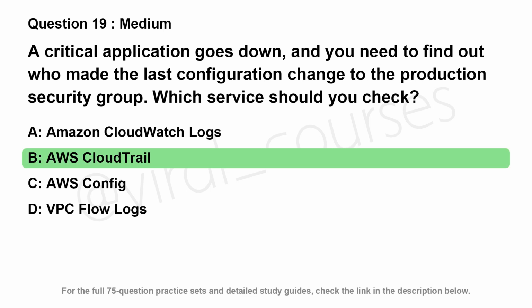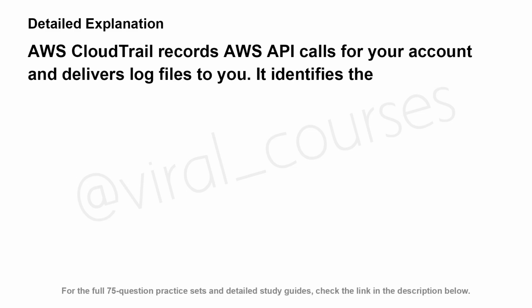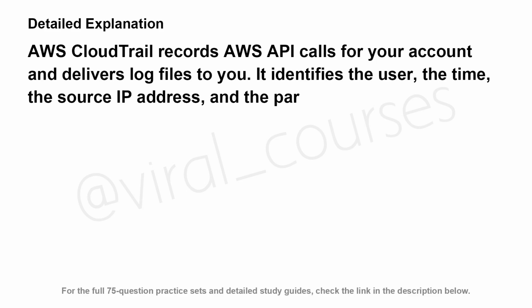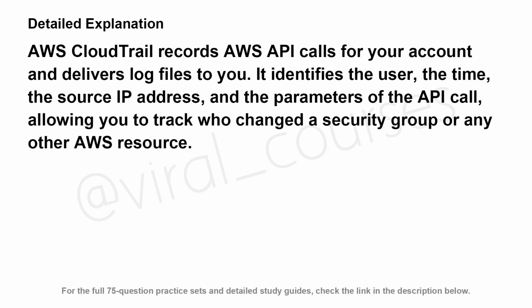The correct answer is B. AWS CloudTrail records AWS API calls for your account and delivers log files to you. It identifies the user, the time, the source IP address, and the parameters of the API call, allowing you to track who changed a security group or any other AWS resource.